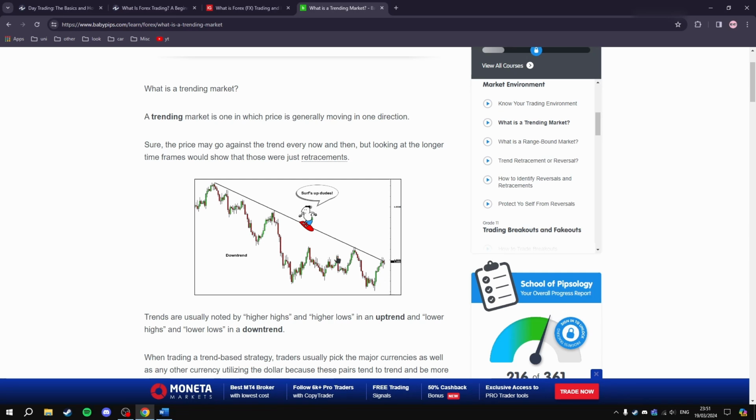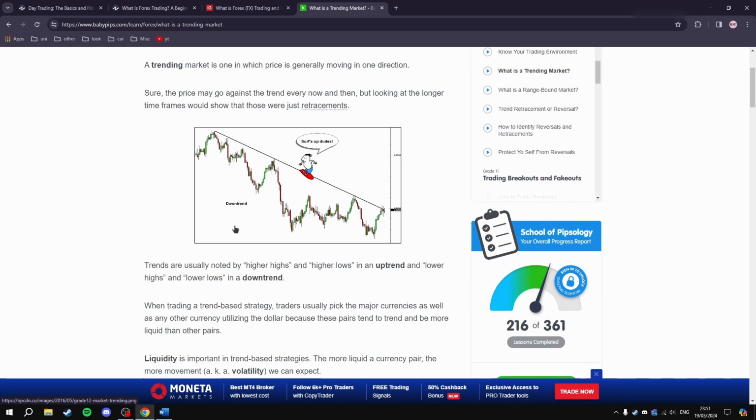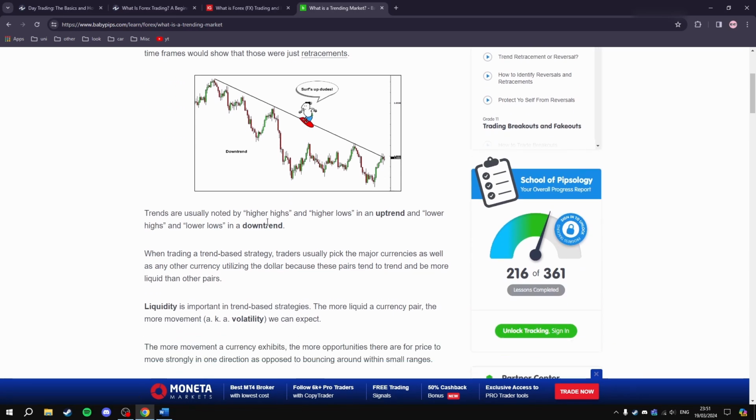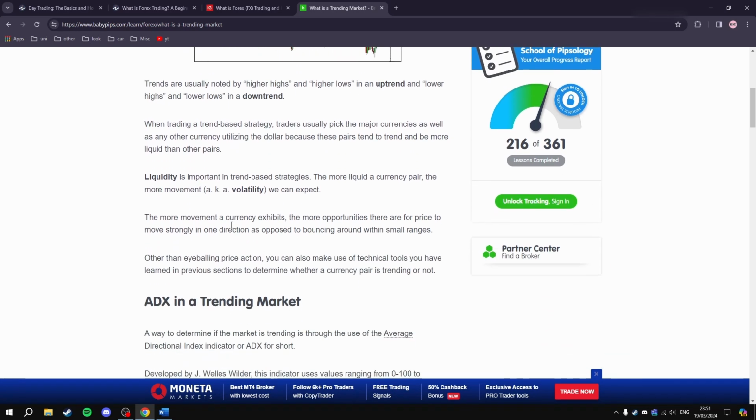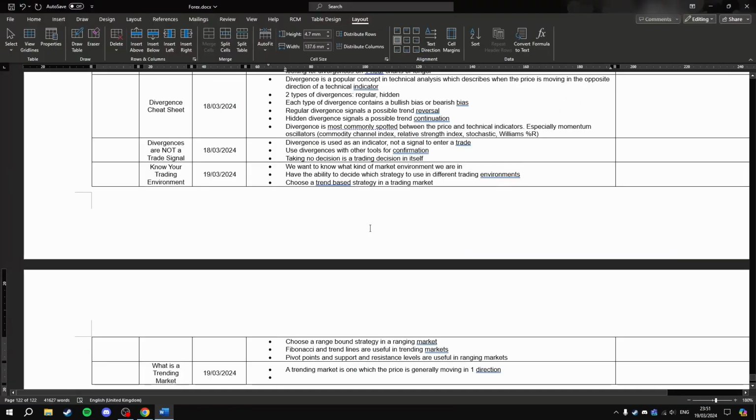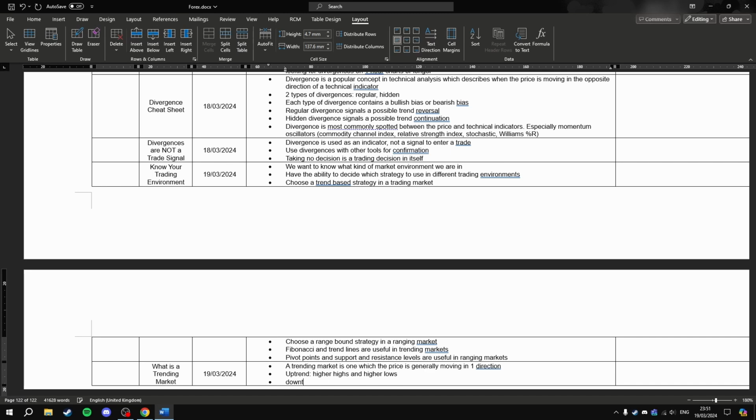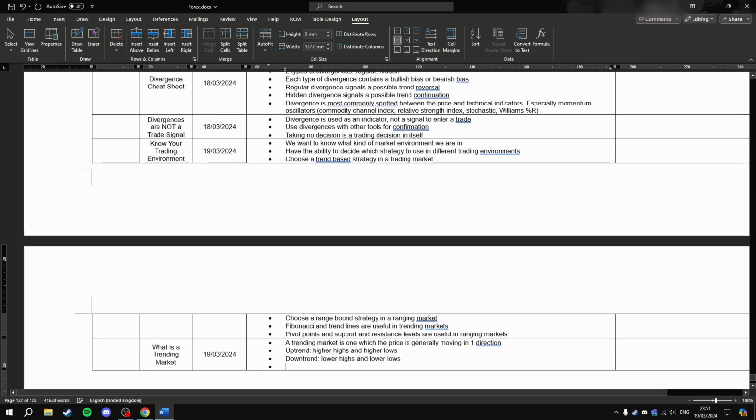Trends are usually noted by higher highs and higher lows in an uptrend, and lower highs and lower lows in a downtrend. So uptrend, higher highs and higher lows. Downtrend, lower highs and lower lows.